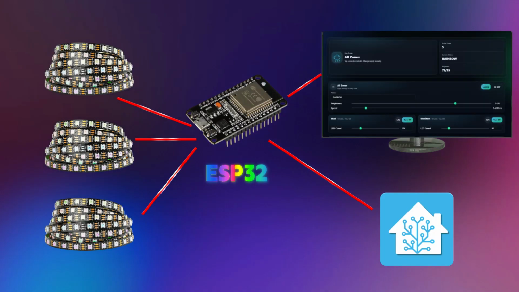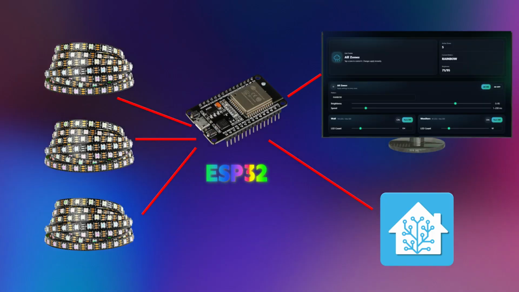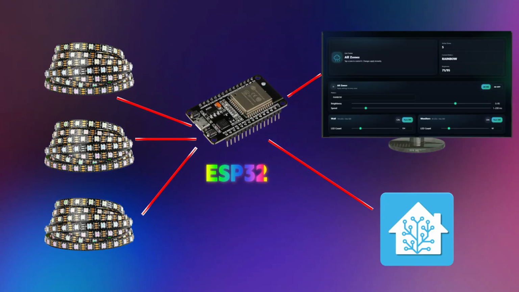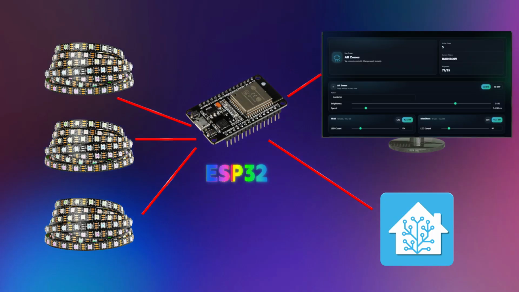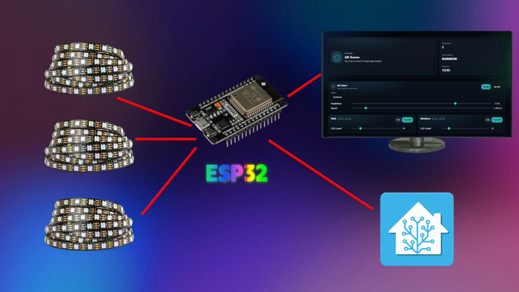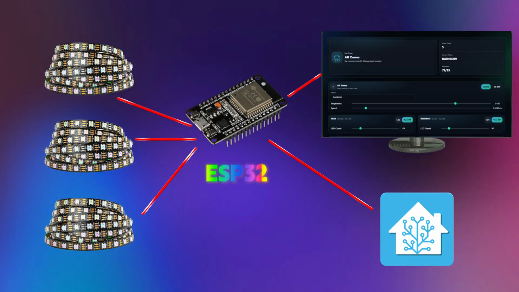Before jumping in, let's understand the system. One ESP32 equals central controller. Multiple LED zones: wall strips, monitor backlight, PC case. Each zone can run independently or sync together.